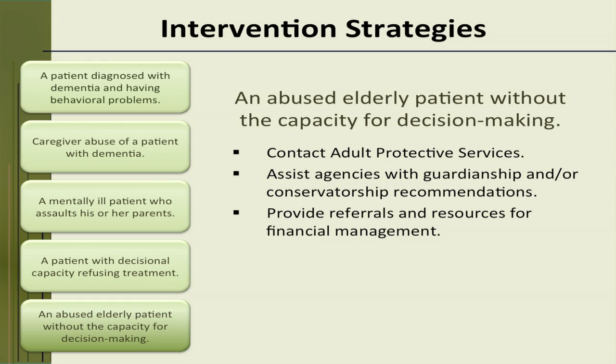And then what if we have an elder abuse patient without the capacity for decision making? Well, once again, we call Adult Protective Services. We may assist agencies with guardianship or conservatorship recommendations and provide referrals and resources for financial management, because these individuals, if they do not have the financial or medical decision-making capacity, they need someone that can step in and do that for them, but in a way that does not put them at risk for elder abuse.